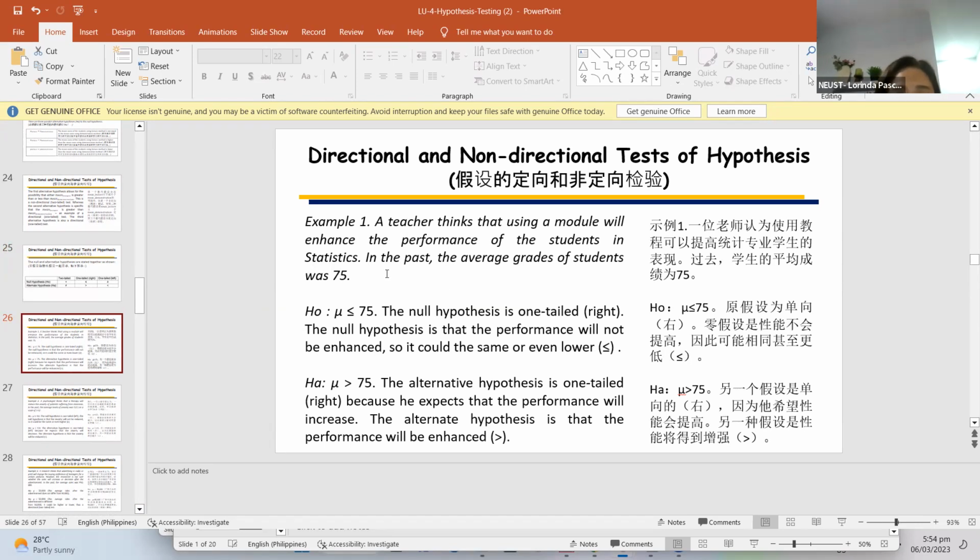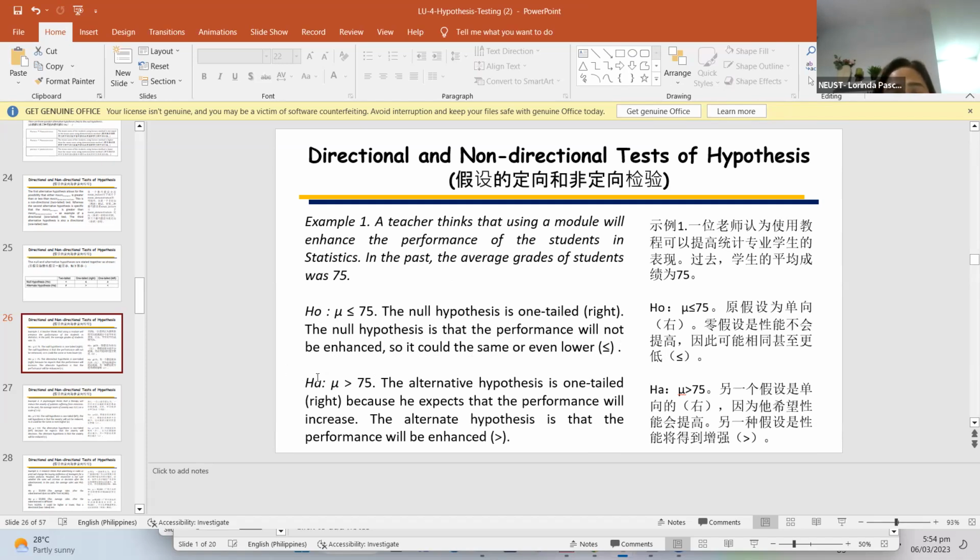Ibig sabihin, the null hypothesis, so yung wala. So the mean scores of the students is less than or equal to 75. So the null hypothesis is one-tailed right. The null hypothesis is that the performance will not be enhanced kasi less than sa 75 yung score niya. So it could be the same kasi nga hindi siya na-enhance, so pwedeng hindi nagbago or even lower. So we have the symbol less than or equal to.